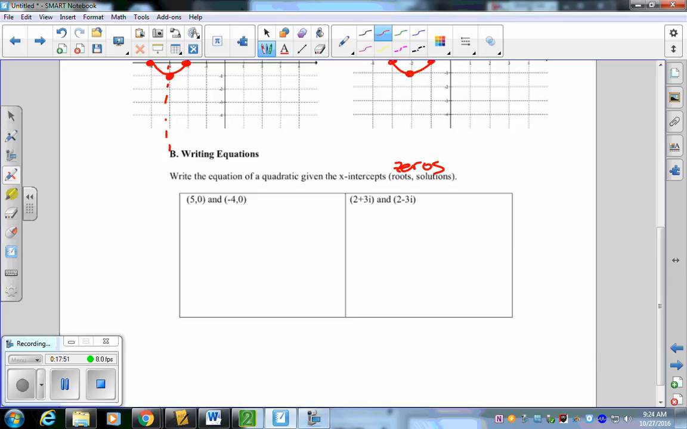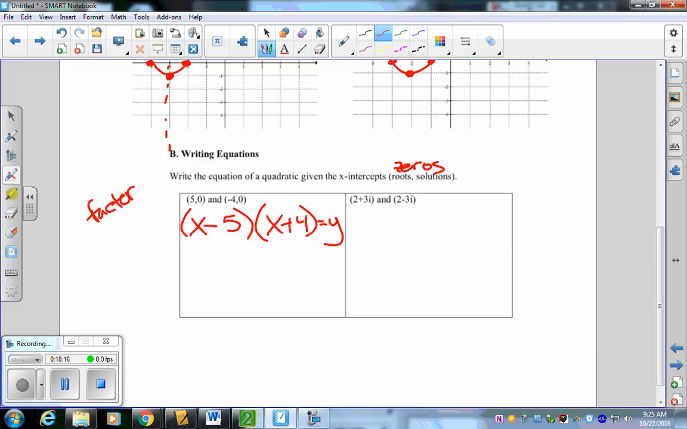All right, so if I want to work backwards and I want to write the equation for this, think about this. This is where it's crossing. So we need to first change it to its factor. So if it's crossing the x-axis at 5, that means the factor is x minus 5, because they are opposites. If it's crossing at negative 4, it's x plus 4. So if I'm writing the equation, I can set it equal to either 0 or y.